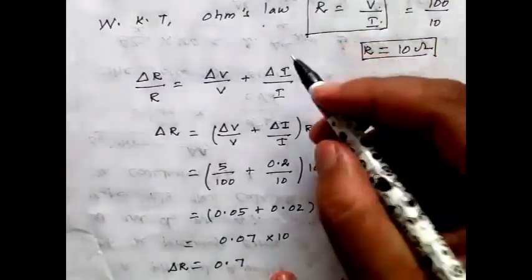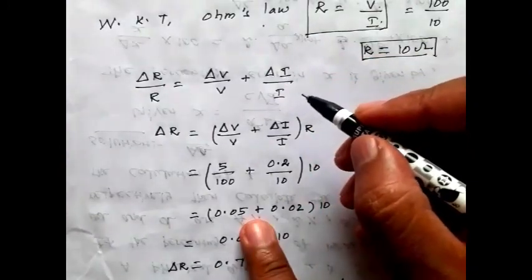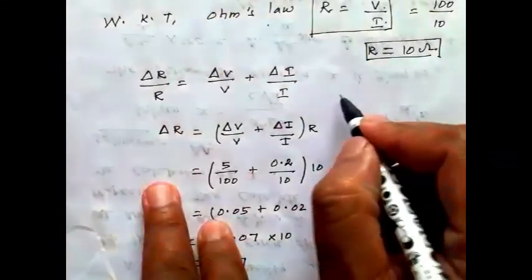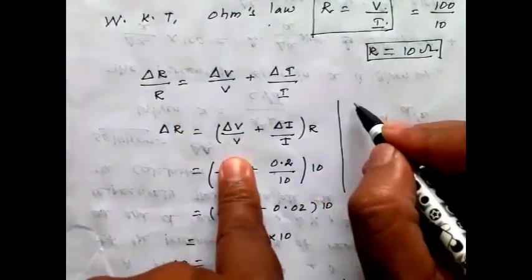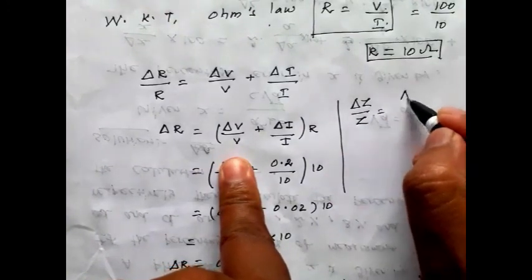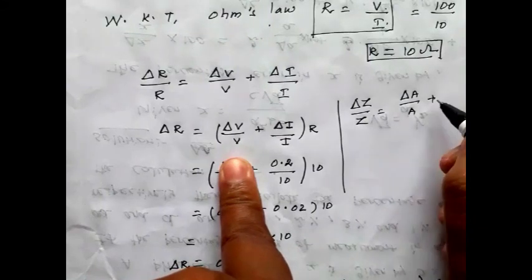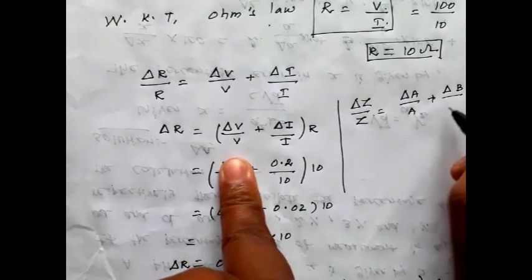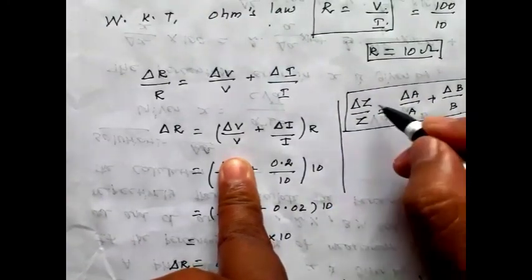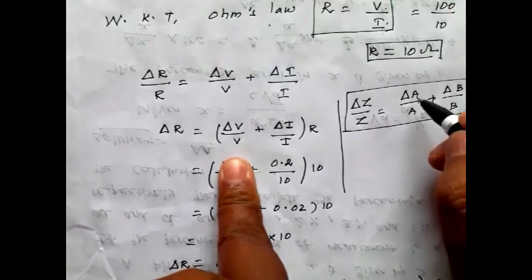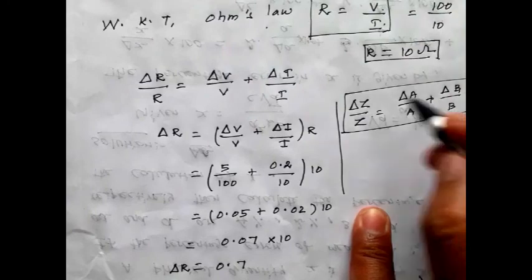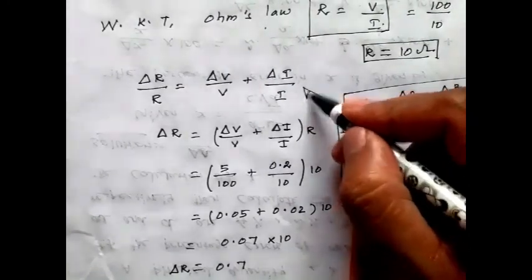So now you know the general formula for error in division. Just let us recall what is that. I write here: del Z by Z is equal to del A by A plus del B by B. This is the formula for error in division. Here what is Z? Z is the R. What is A? That is voltage. What is B? That is current. Just substitute in this equation.